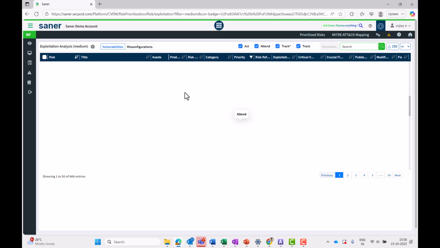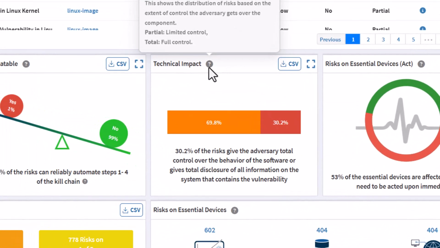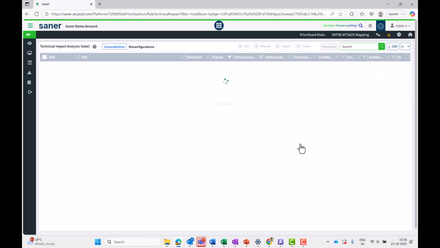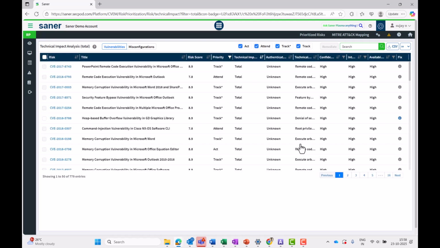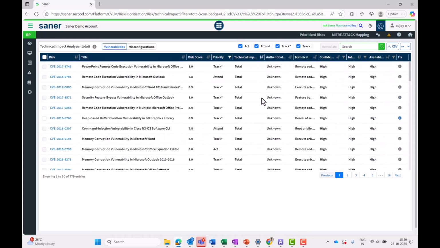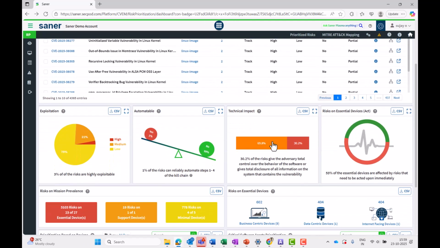Next is technical impact. This tells you what happens if a vulnerability is successfully exploited. Think of it like the severity component in CVSS scoring, but with special attention to scope. If a flaw allows an attacker to gain credentials that provide total control over a system, that would be considered a total impact, even if the vulnerability itself only leaked information. The bottom line here is simple: how badly could this system or component be affected if exploited?